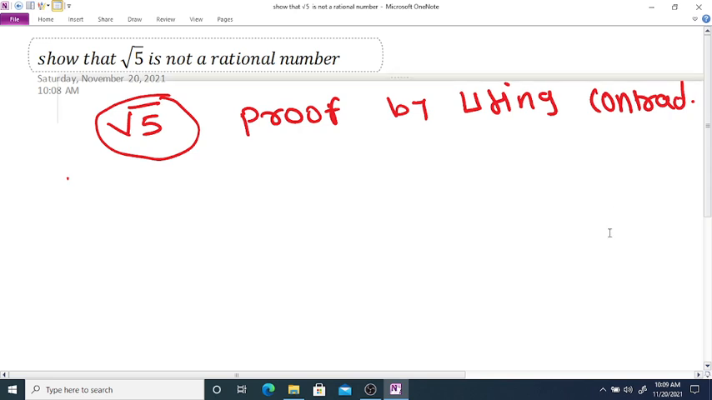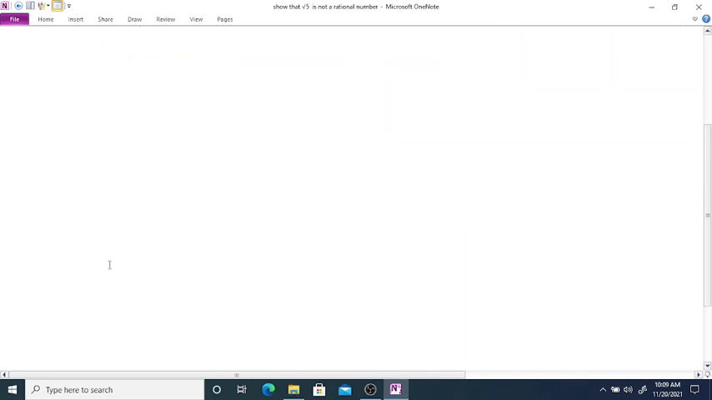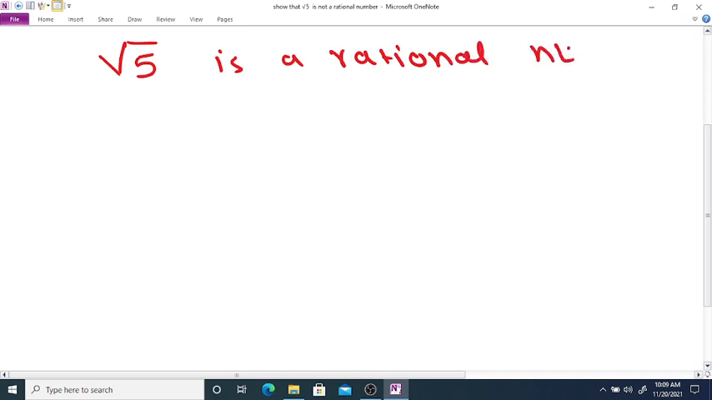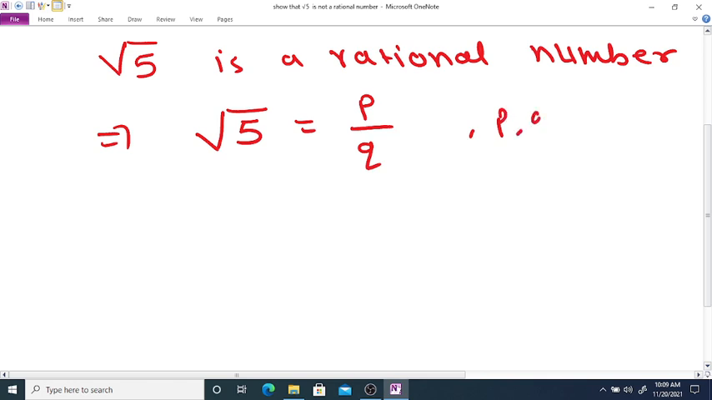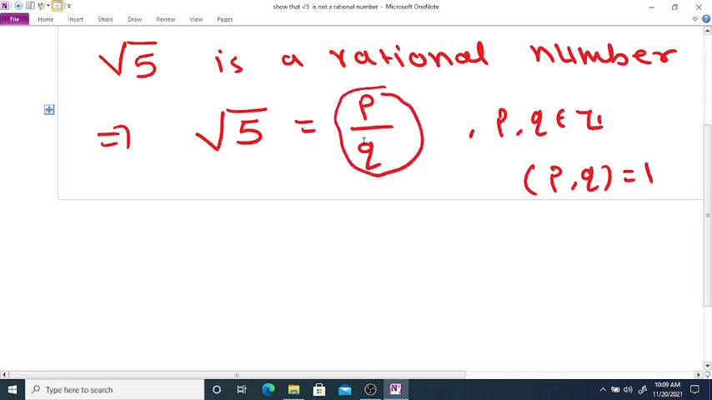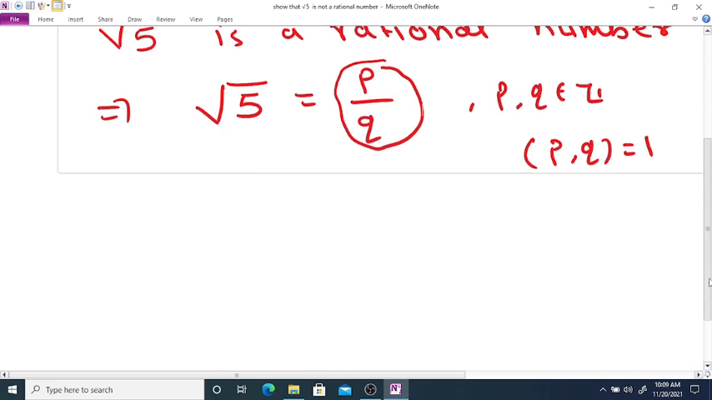Okay, so here we assume that suppose square root 5 is a rational number. So this implies square root 5 can be written in the form of p by q, where p and q are integers with, we assume here, the GCD of p and q equal to 1. That is, this is an irreducible fraction. There is no common term on the numerator and denominator.